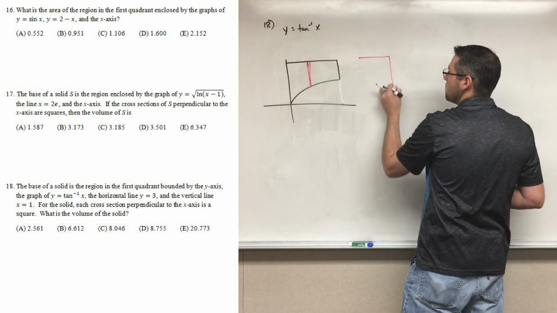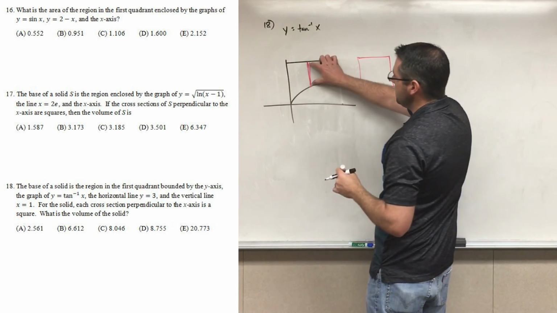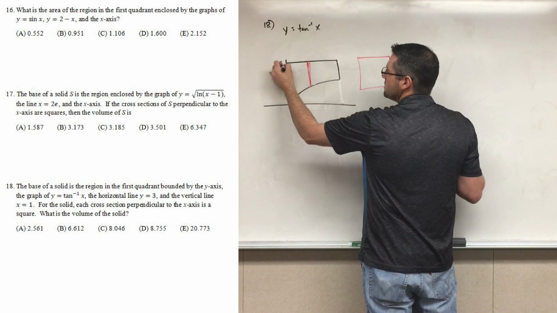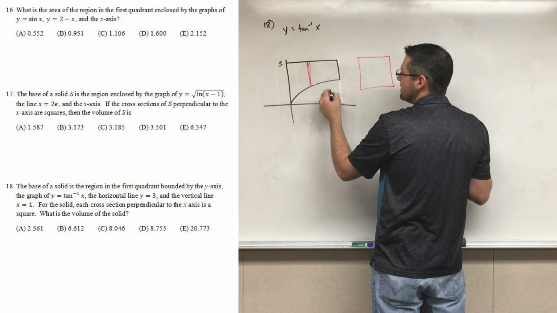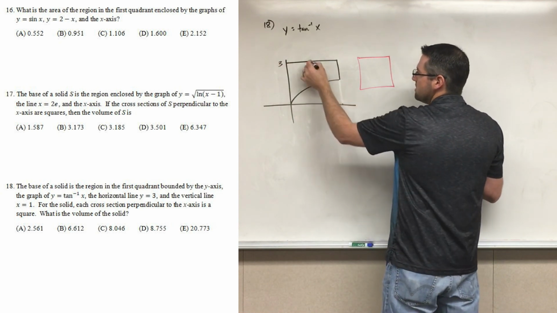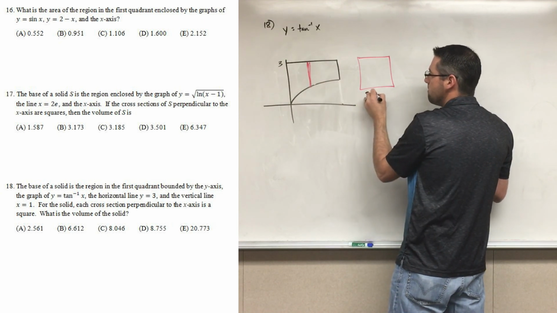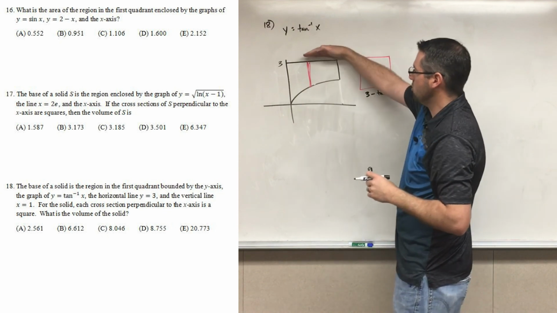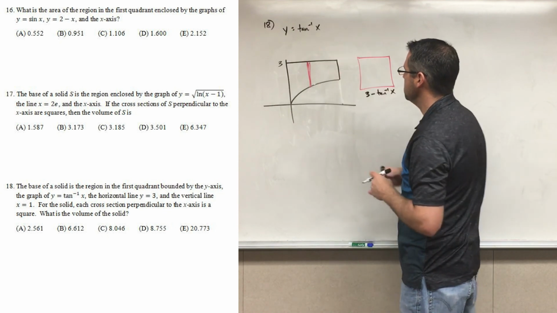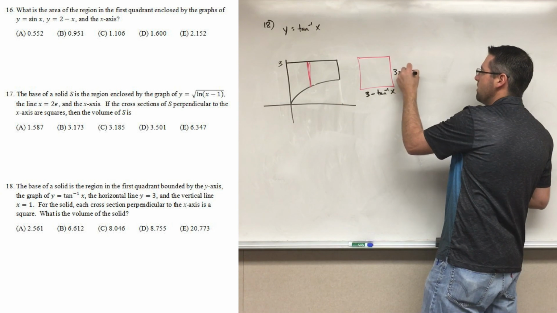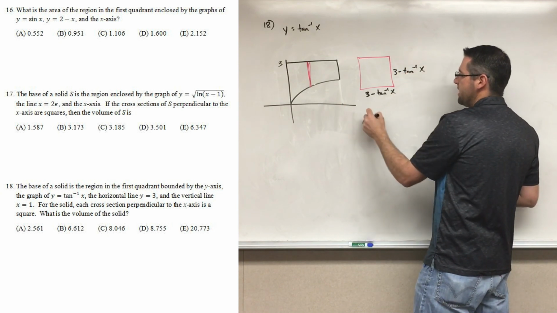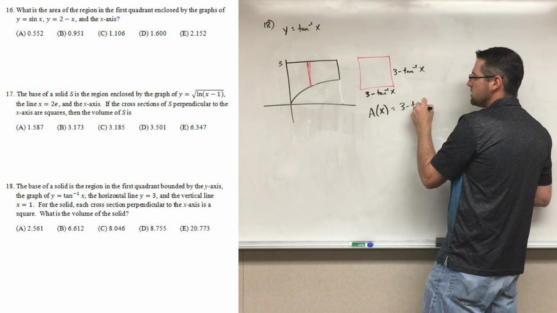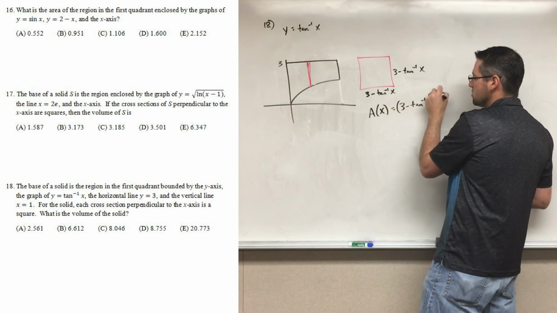So we're going to draw a square off to the side. This length represents the base of the square. Well, this height was 3, and this curve is the arctangent of x. So then this length is going to be 3 minus the arctangent of x. If you can see that, it's the upper curve minus the lower curve, 3 minus the arctangent of x. This side will be the same thing. And then the area of that equation is going to be 3 minus the arctangent of x squared.